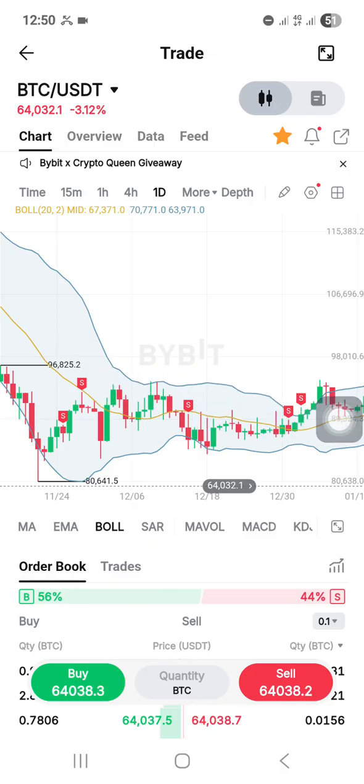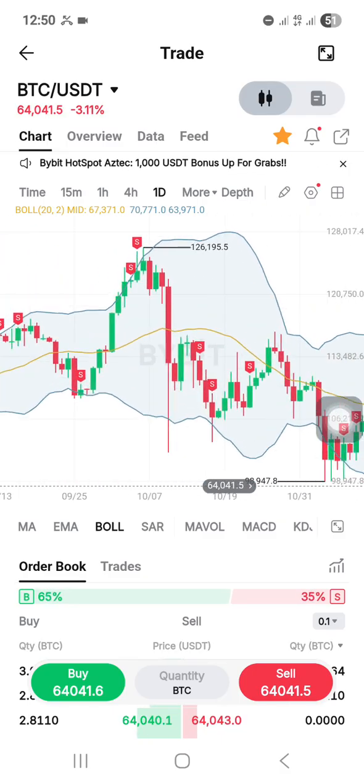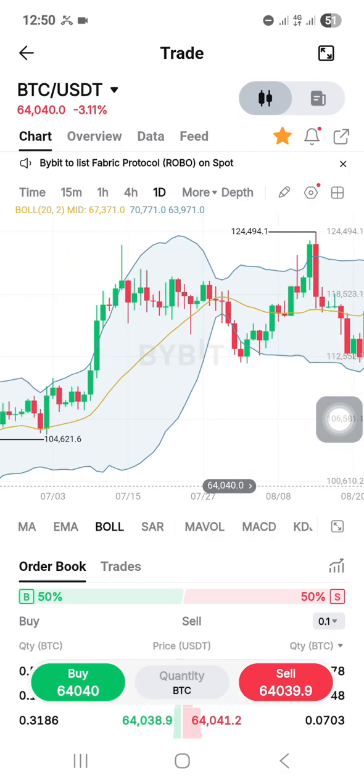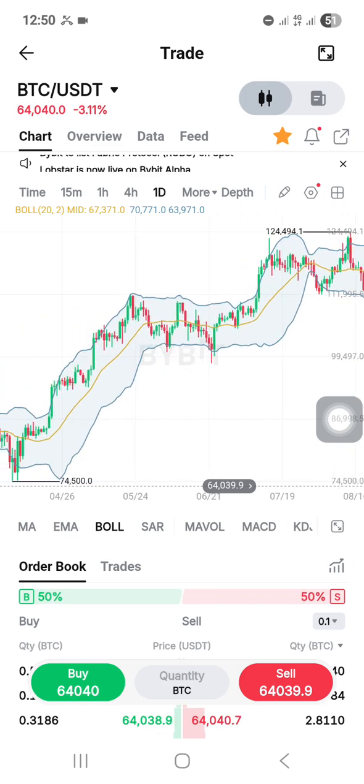You may not wait for it to get to the upper band, because it may not get there before it gets rejected. For instance, let me use... Are we on the 1 day chart? Yes. Let me shrink in and let's see something.